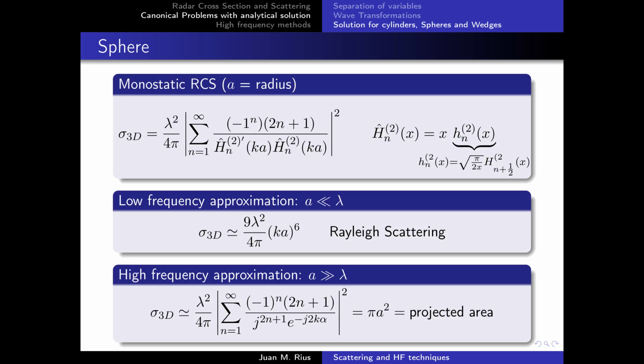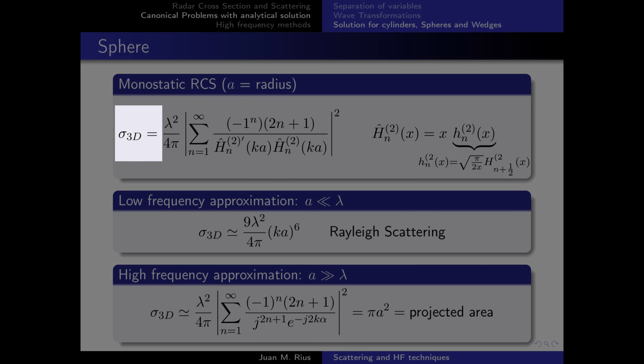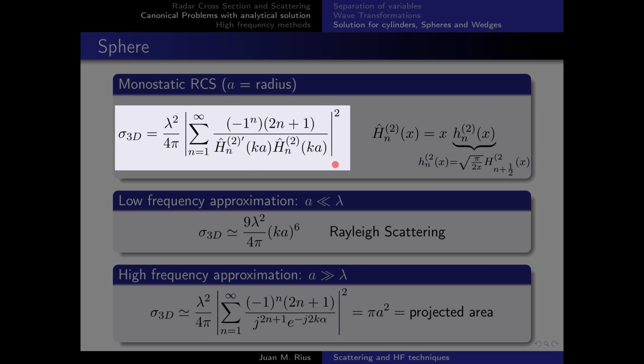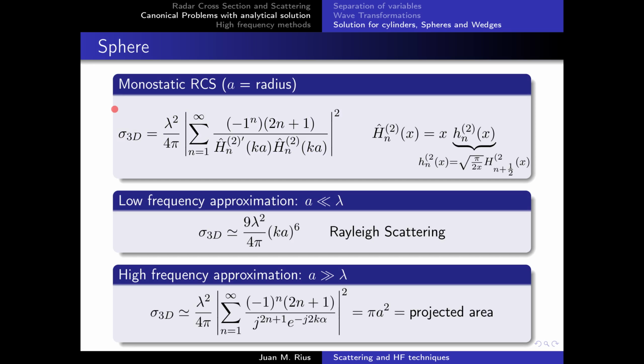And the last case that we consider is the perfectly conducting sphere. The radius of the sphere is A. This is the formula of the three-dimensional radar cross-section of the sphere. Now the sphere is a three-dimensional object. It's not a two-dimensional infinite object like the circular cylinder or the wedge. The sphere is already three-dimensional.